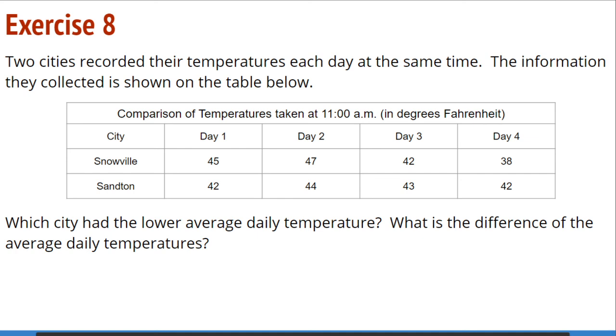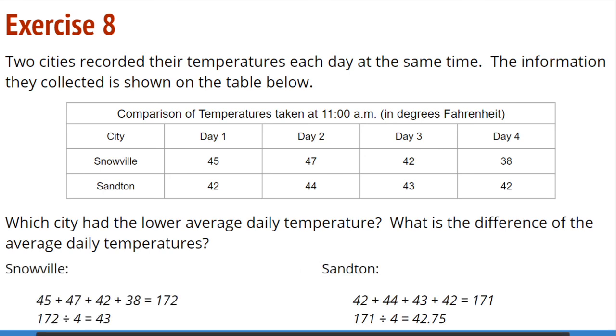All right, so exercise 8, and this uses what we just did on exercise 7. We have 2 cities, and we're going to compare the average daily temperatures. So 2 cities recorded their temperatures each day at the same time. The information they collected is shown on the table below. So we've got Snowville and Sandton, and we can see their temperatures taken at 11 a.m. So which city had the lower average daily temperature, and what is the difference of the average daily temperatures? So what we need to do here is we need to add up everything, and we need to divide.